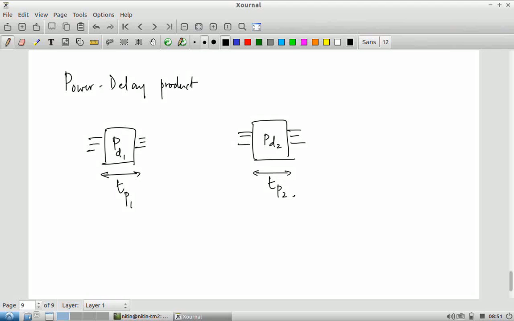Okay? So the power into delay product will essentially tell you, one of them runs faster but consumes more power, whereas the other one is slower but consumes less power. You can take this product and multiply that and get an estimate of which one is better. Okay? So the power delay product is usually called the PDP. It's usually considered a metric which is useful for comparing different architectures.